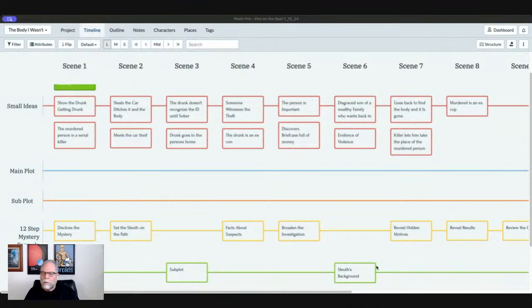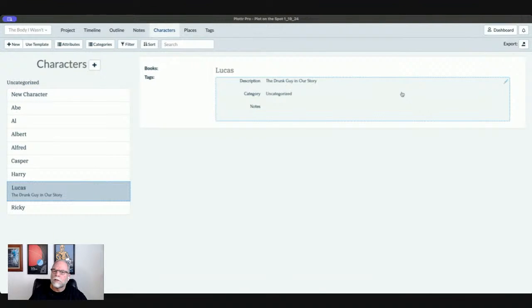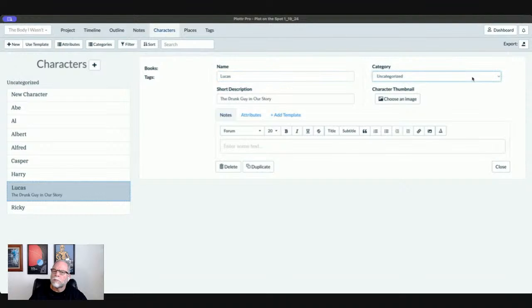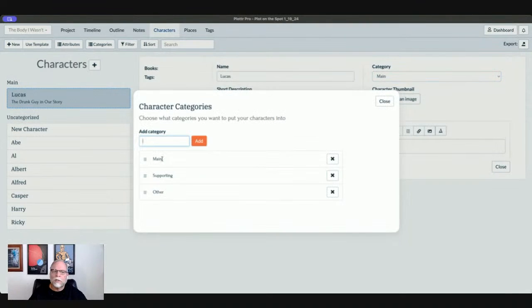don't see any. So what we need now is a detective, right? We need a detective. So who is going to be our detective? We developed all these characters over here. So let's go to the characters and let's start to categorize them. Let's say Lucas, we're going to edit this and we're going to call him one of the main characters. And while we're at it, we're going to change our categories a little bit. So we're going to change to the detective.